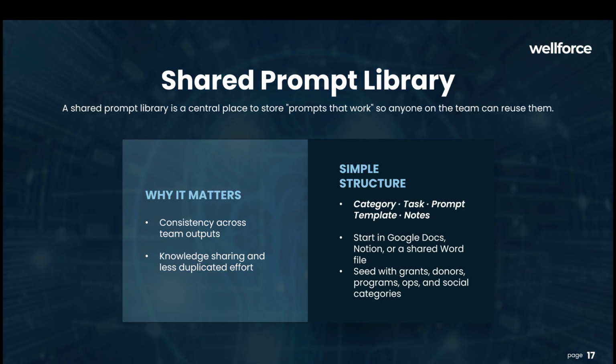I'd recommend starting out with probably 5 categories: grants, donor communications, programs, operations, and social media. Take those 5 categories, have 10 to 20 prompts for each, and you've built something that multiplies the value of AI across your entire organization.